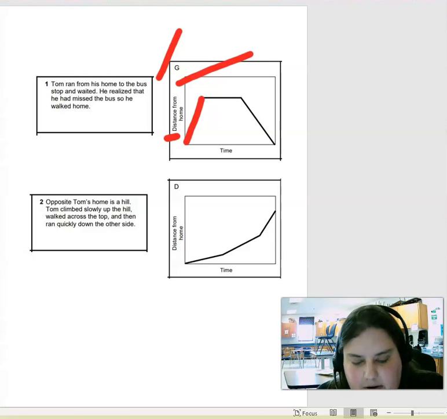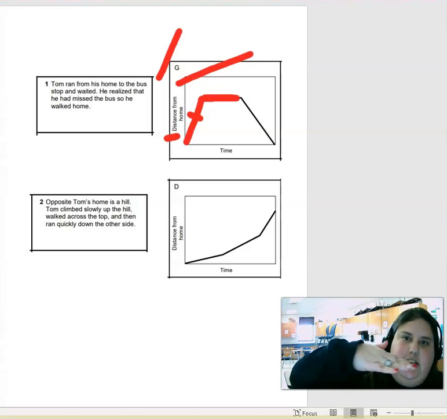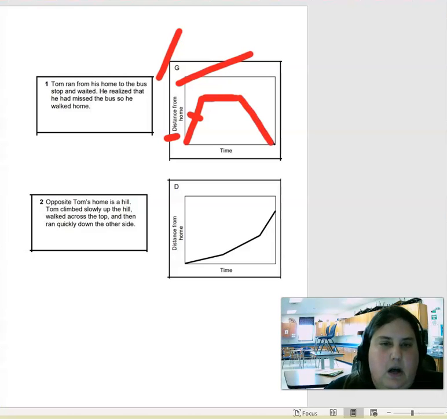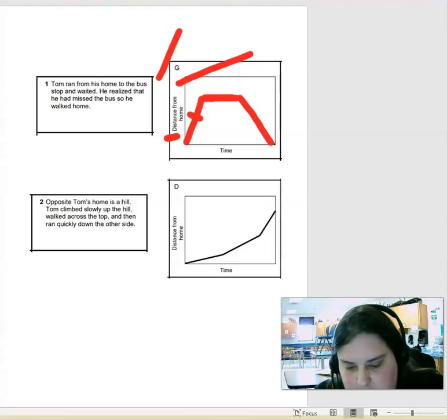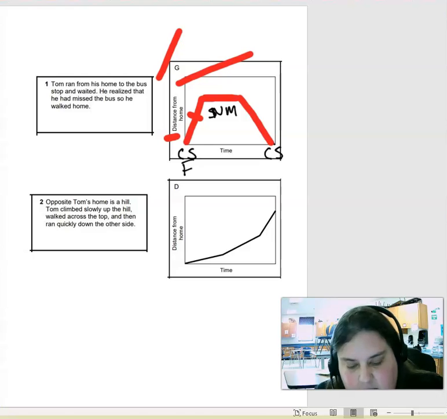Okay, so this line right here is going to be a little bit more steep because he is running, but then right here he stops. And so that's why that line flatlines, because distance isn't changing, so there's no motion. And then again, I still have constant speed, but he's not going as fast, so that line is not going to be as steep. So this represents constant speed, no motion, constant speed, okay? But we're going constant speed fast, no motion, constant speed slow.